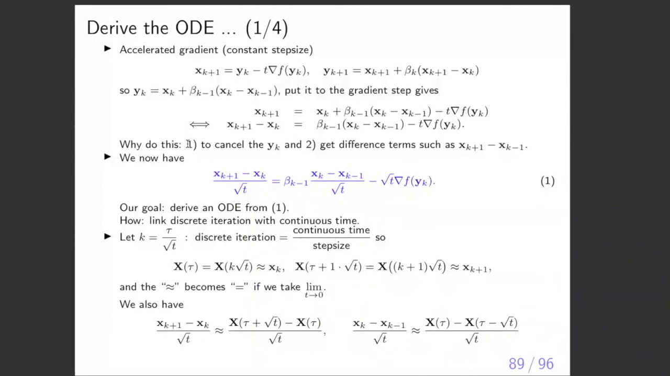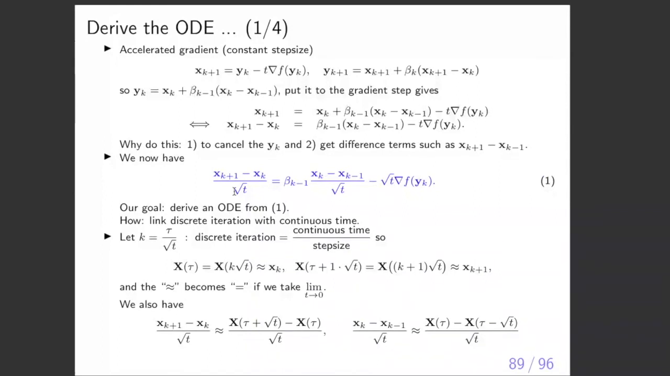So why do this? Number one, we cancel the y_k. We have two equations. We don't want two equations. We want one, easier to deal with. Number two, we get a finite difference term. That is, we get the thing that looks like this. And then you divide the whole equation by square root t. So you have this, which I label as 1.